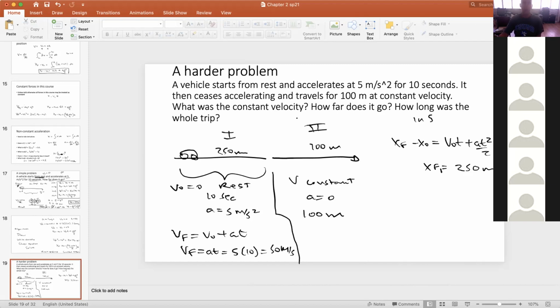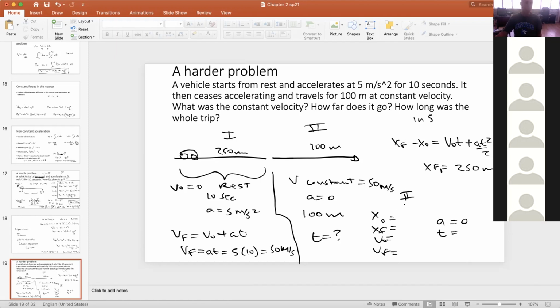How long did the whole trip take? Well, we know this part took 10 seconds, and we know this, we traveled at a constant speed of 50 meters per second, and we want to know the time, okay? So again, writing like this, I'm doing them backwards, sorry. X final, V initial, V final, A and T. Remember, this is only for part 2 though, okay?